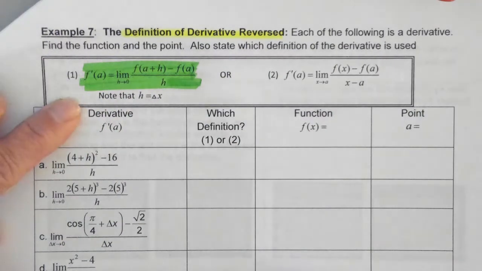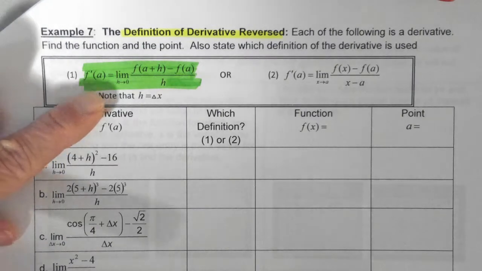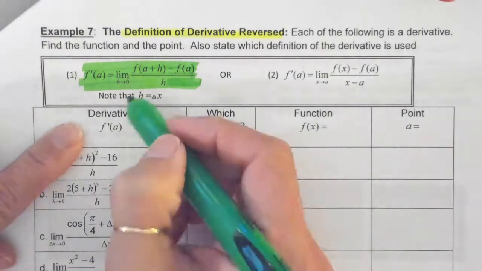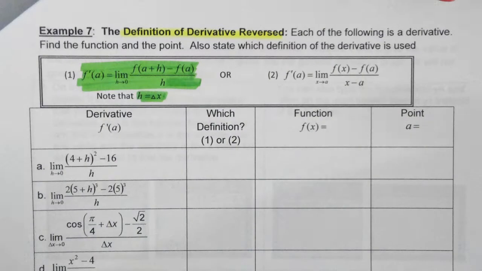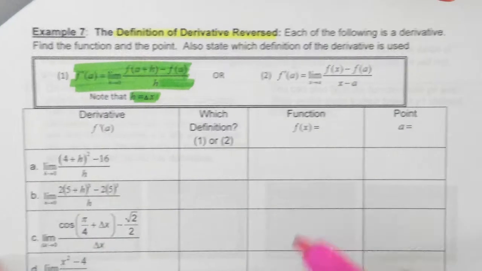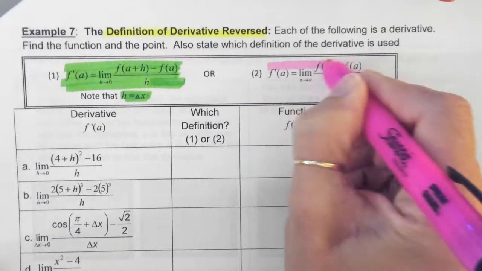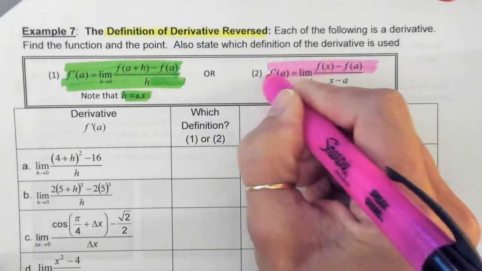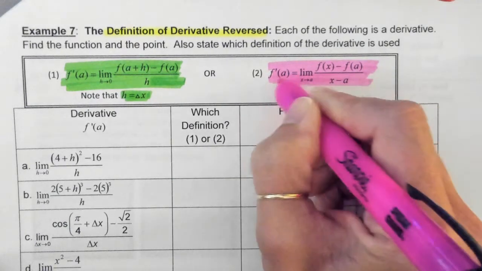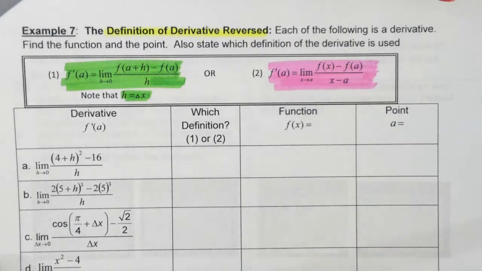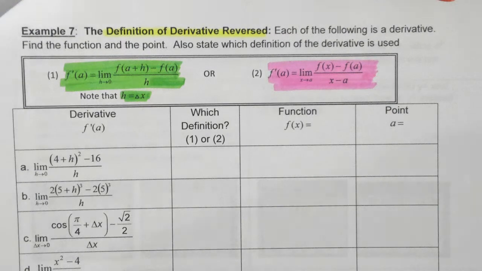F prime of a just represents, we know that point. We know the a value. Okay, and this is as h approaches 0. You could also see it as delta x. Or version 2 is f prime of a. Okay, and this is actually where you're plugging in that value. Okay, so how do I know which one I'm using? So I'm going to talk about that right now.